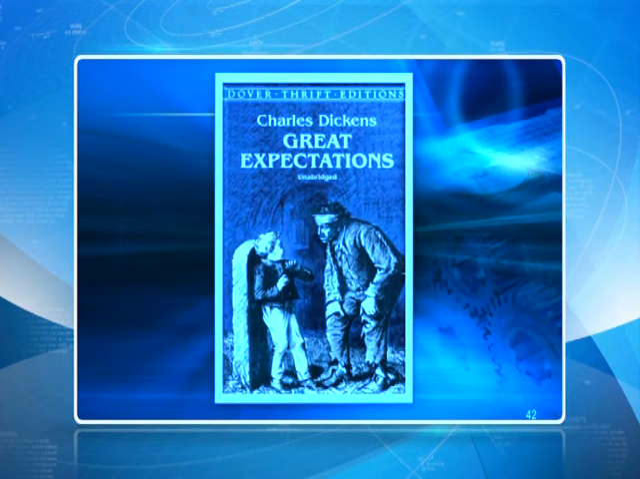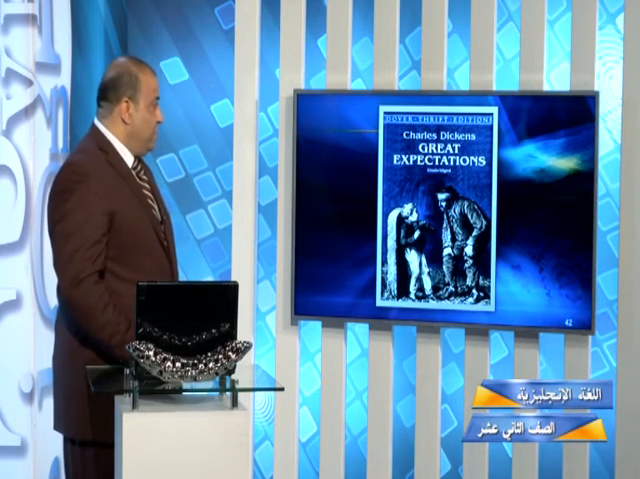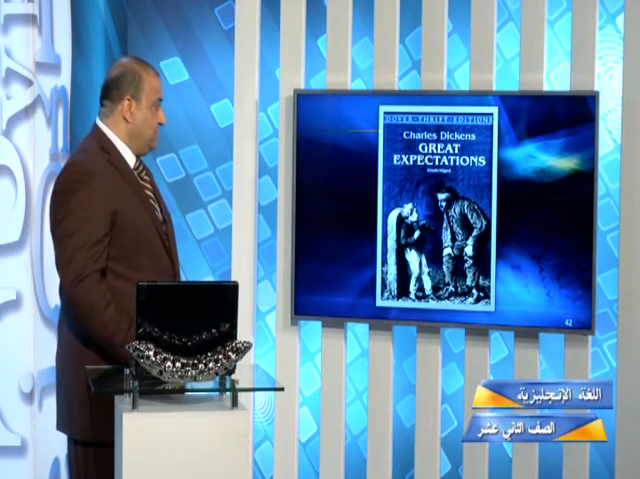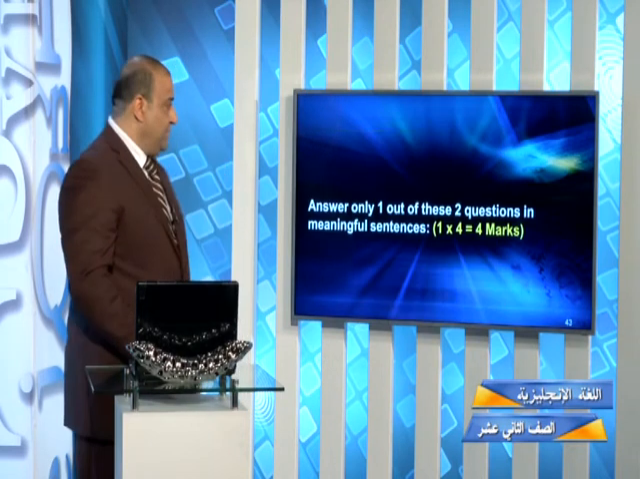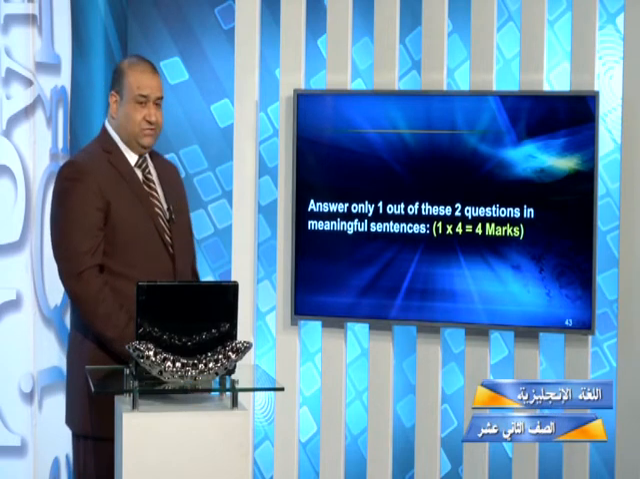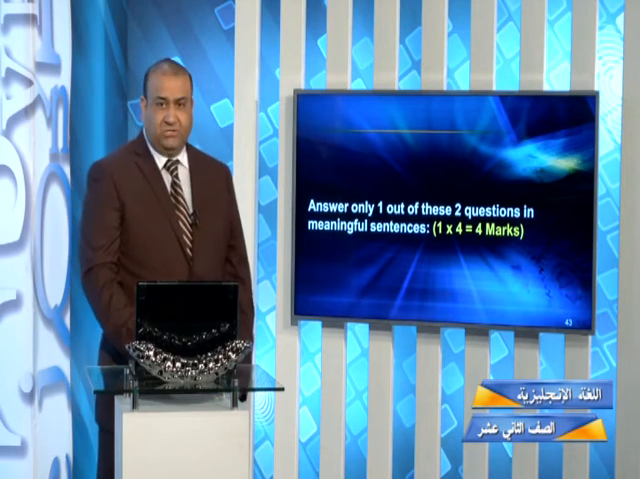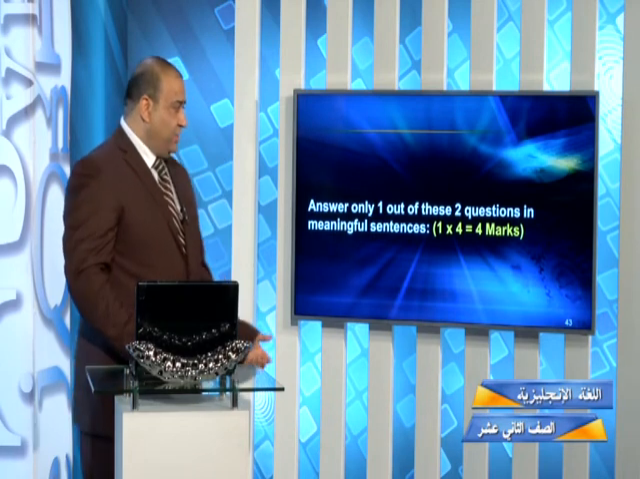Now let's move to literature time. Here we have Great Expectations, written by Charles Dickens. You will have two questions, and you have to answer only one. So the question says, answer only one out of these two questions in meaningful sentences. You have only one item. It's allotted 4 marks, so the total mark is 4.